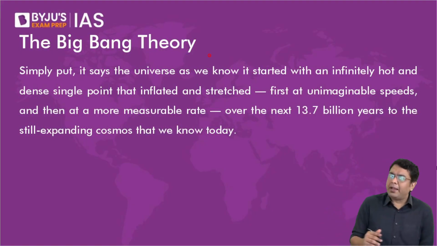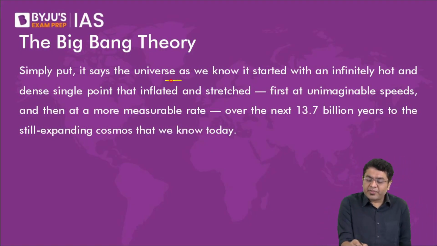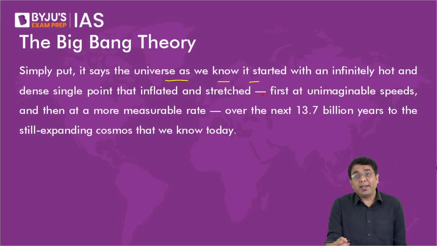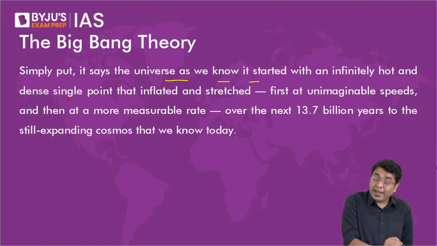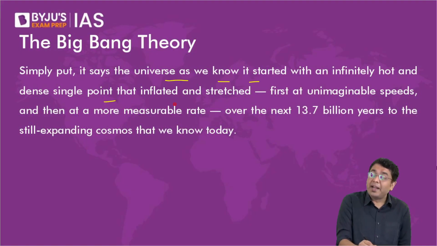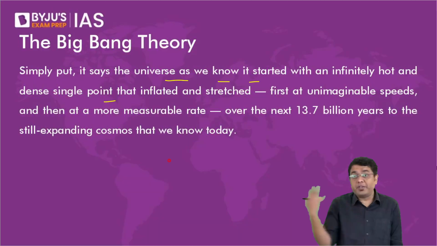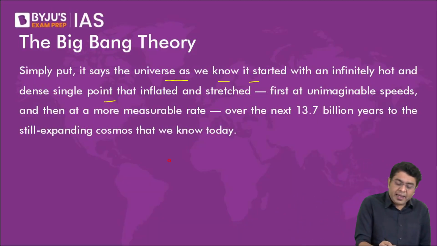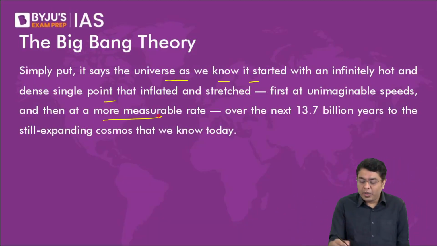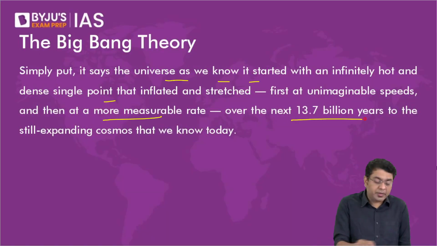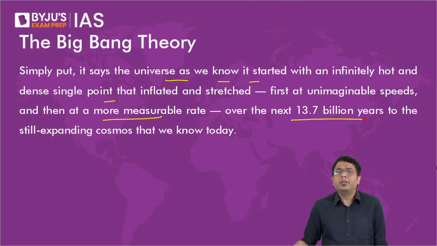Simply put, the Big Bang theory tells us that the universe as we know it started as an infinitely small, hot, and dense single point that inflated and stretched, first at unimaginable speed, much faster than the speed of light, and then at a more measurable rate over the next 13.7 billion years, to the still expanding cosmos, or the celestial universe, that we know even today. Okay, that is about the origin of the universe.